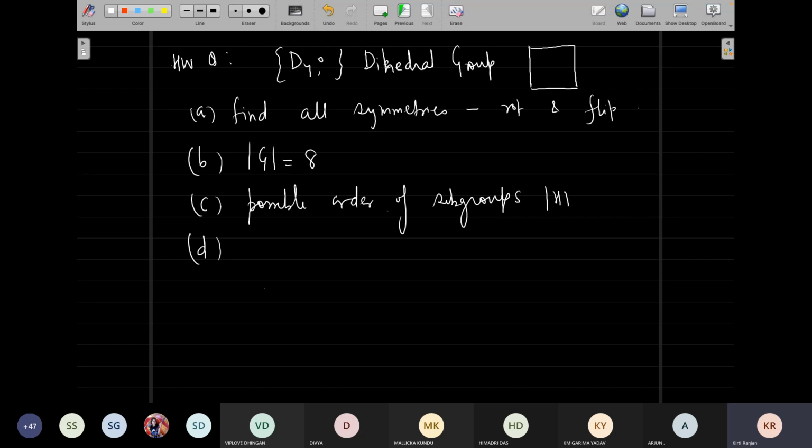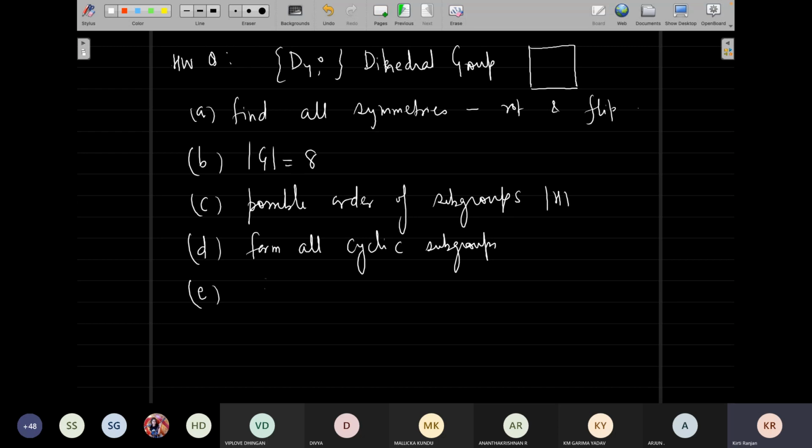So will you be able to tell me the possible orders of subgroups? 1, 2, 4, and 8. Okay, very good. So then try to figure out all the possible cyclic subgroups. That means you'll have to figure out the element orders.